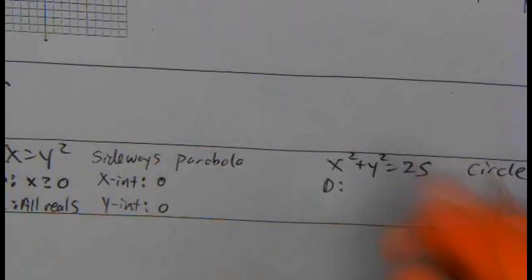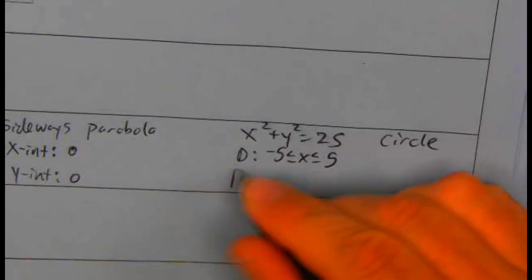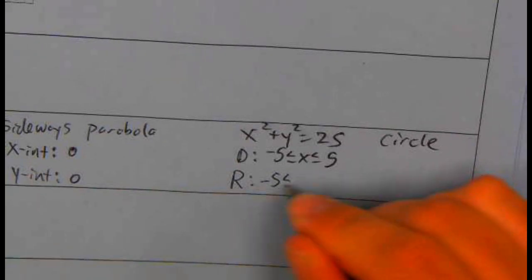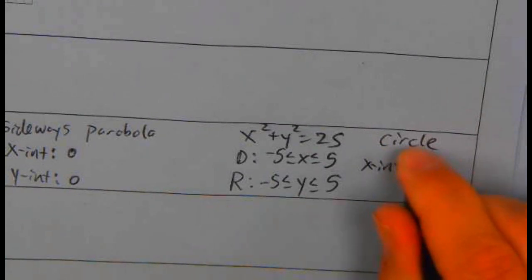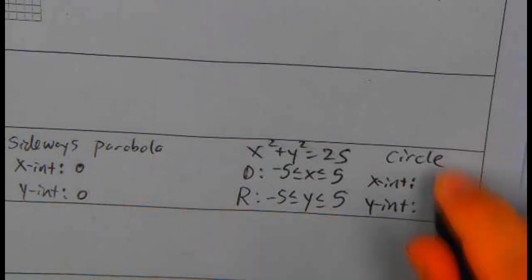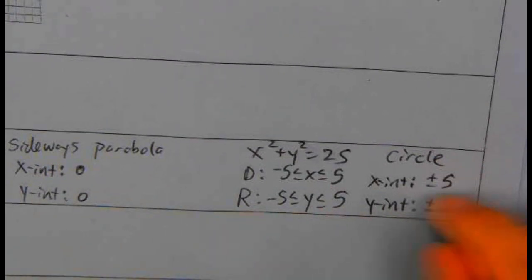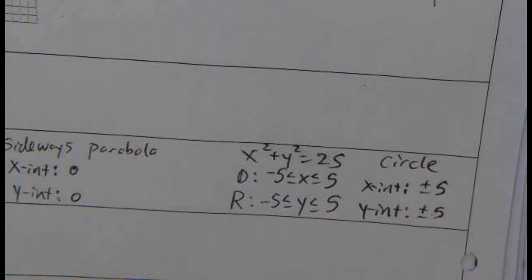So I will say the domain is -5 is less than or equal to x, which is less than or equal to 5, and the range is the same thing with y. And as we can see, we've got two x-intercepts of -5 and +5, and that is the same with the y-intercepts for that. So plus or minus 5, I could say, is my intercepts.